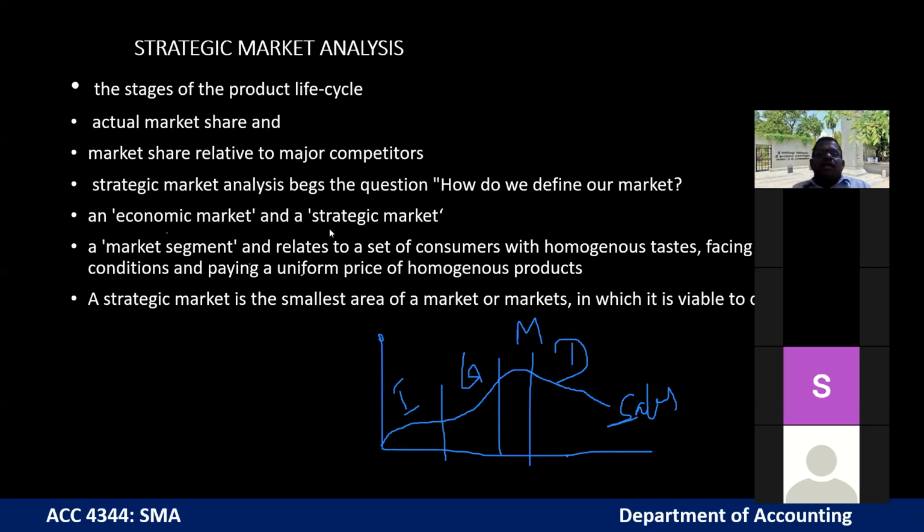An economic market and strategic market. I think we had better focus on the strategic market. Economic market means something like a mass market. Mass market means you are not segmenting the market. You produce a general product like a general purpose financial statement. There is one product for everyone.